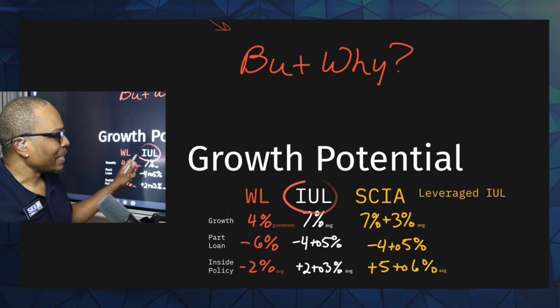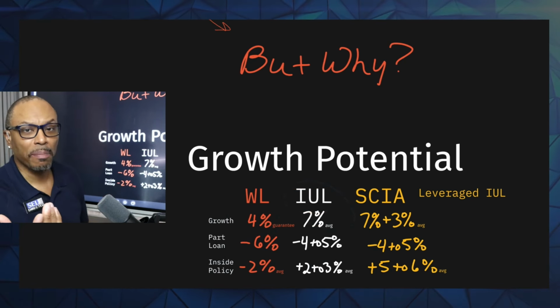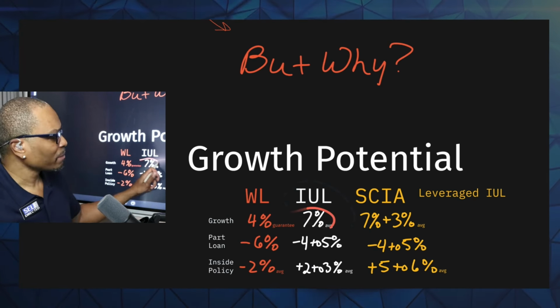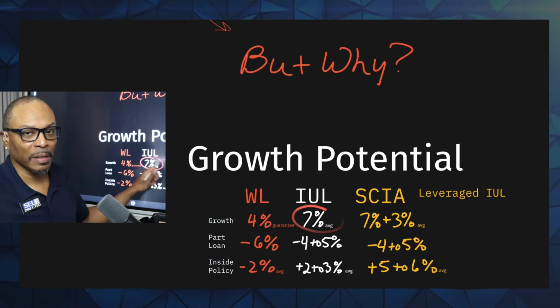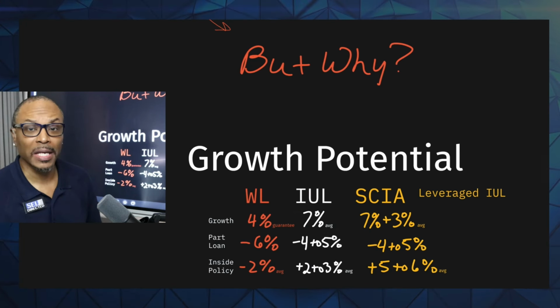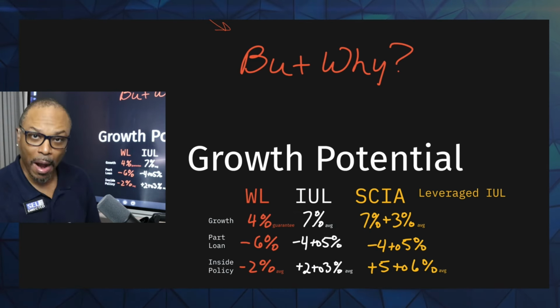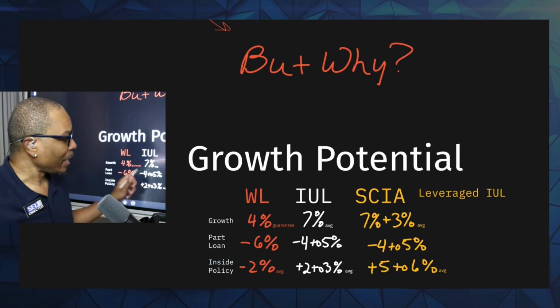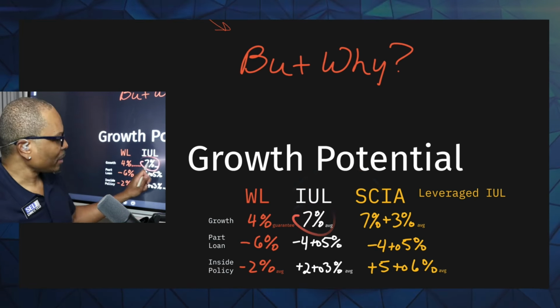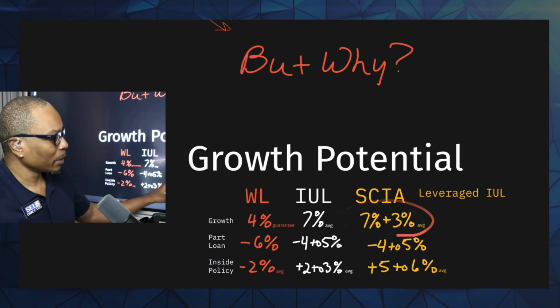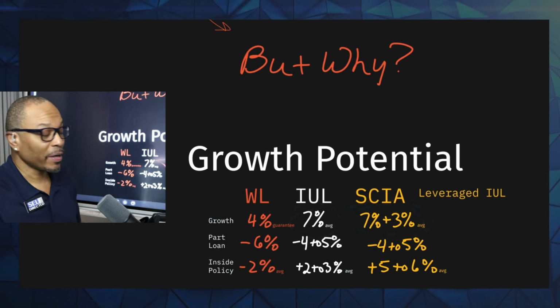An IUL: not all IULs are the same. It has to be properly structured. If it's properly structured, you can get on average about 7% growth. And where am I getting this number from? Well, if you look at the performance over the last 15 years of some properly structured IULs, that is what's being achieved here. And notice, the growth potential of these two items is very similar. It's not the same, it's very similar.